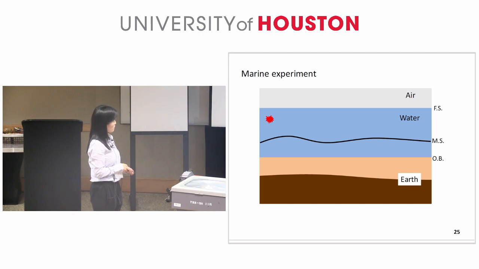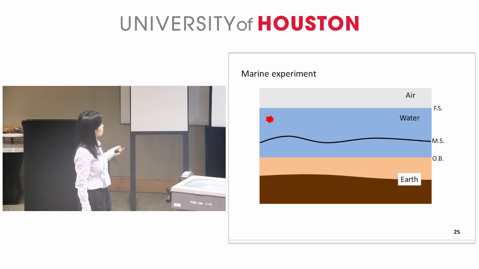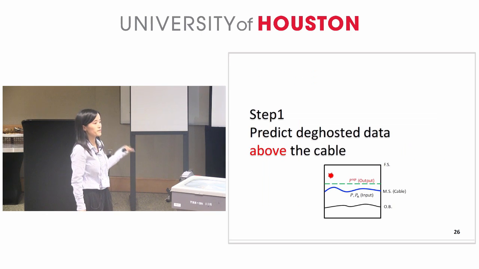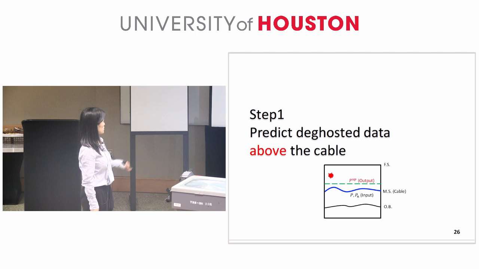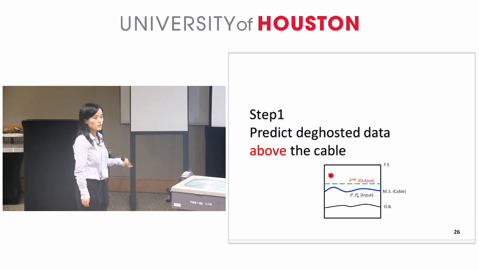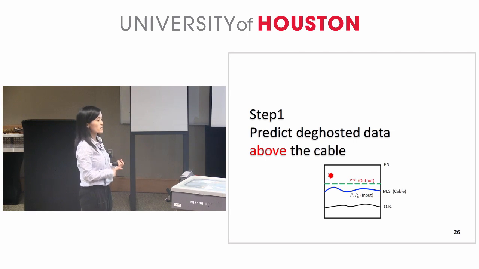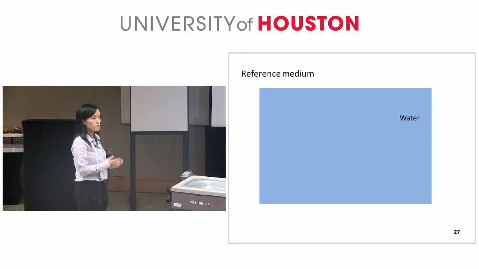This is a marine experiment, and this black curved line is the acquisition cable, and the data is acquired on this cable. So our objective here is to deghost the data right on the cable. And moving to the first step, we need to predict the deghosted data that is above the cable by using the Green's theorem-based deghosting method. So for this method, you need to pick a reference medium and then characterize the difference between the actual medium and the reference as the source.